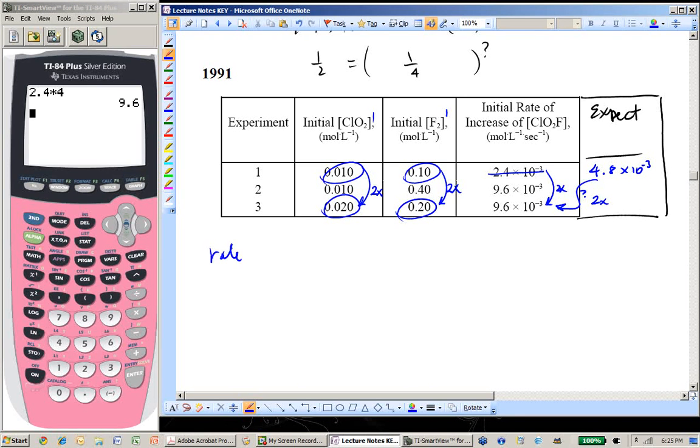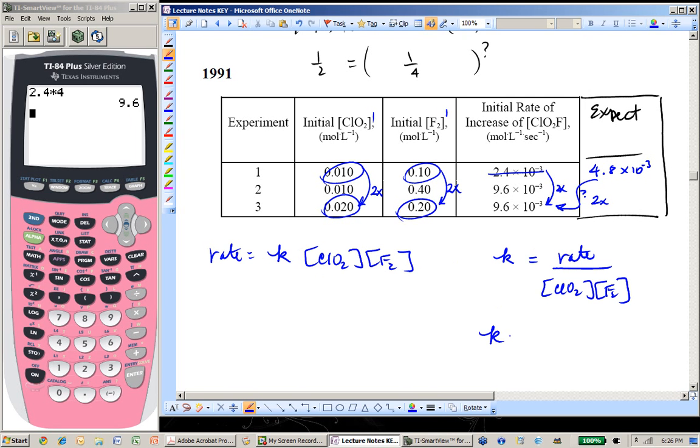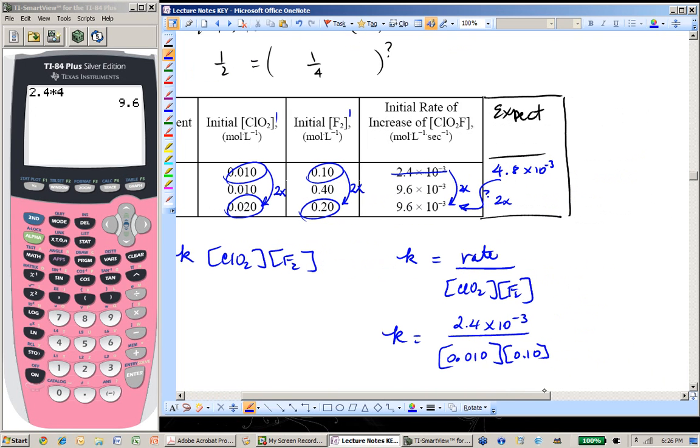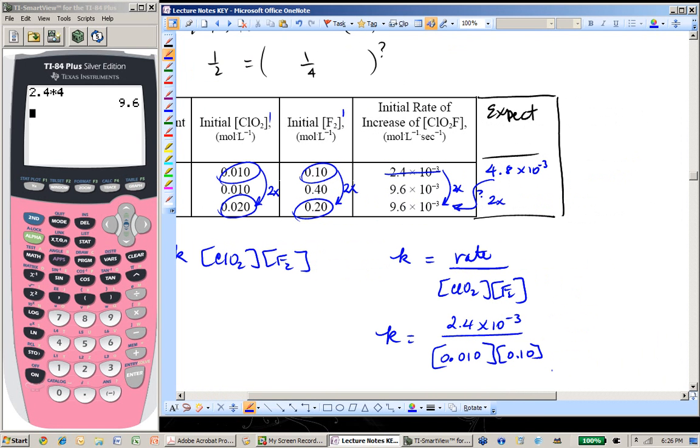So rate is equal to K, concentration of ClO2, concentration of F2, both to the first power. And that means K is equal to rate divided by both of these. K is then equal to, pick a line, any line, 0.1, 0.01 to the first power, 0.1 to the first power. I'm using the first line if you can't tell. Isn't that 10 to the minus 3? So this comes out 2.4.